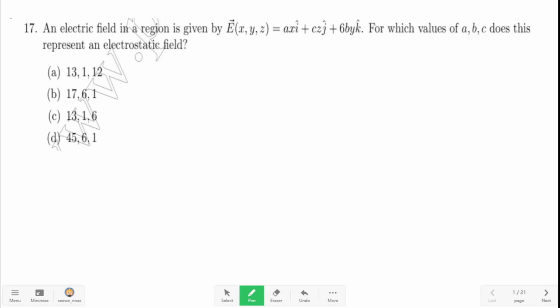In this question from JEST 2012, we are given an electric field in a region, E is equal to AX I cap plus CZ J cap plus 6BY K cap. We have to identify the values of A, B and C such that the electric field given represents an electrostatic field.